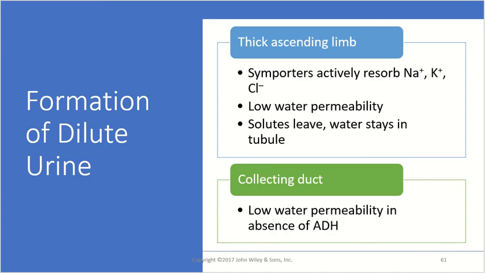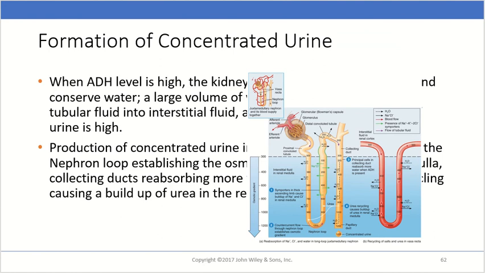So, in the thick ascending limb, when we're forming this dilute urine, the symporters are actively going to reabsorb sodium, potassium, and chloride, and it's going to have a very low water permeability. Also, solutes are going to leave, and water is going to stay in the tubules. This is why it's so dilute. Then within the collecting ducts, there's also going to be low water permeability, and this is due to the absence of ADH.